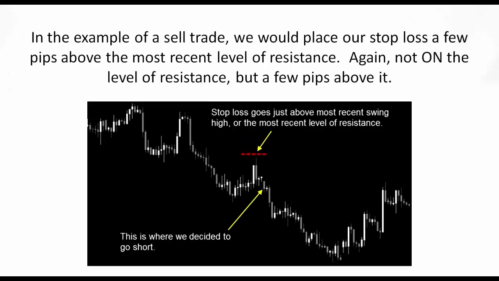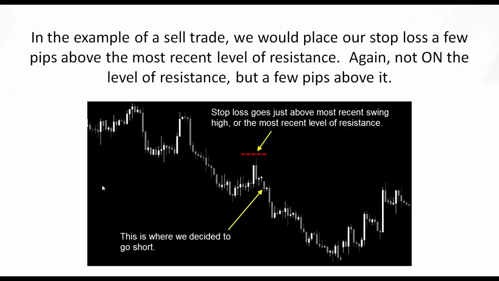In the example of a sell trade, we would place our stop loss a few pips above the most recent swing high or the most recent level of resistance. Again, not on the level of resistance, but a few pips above it. Again, that accommodates that halo that we were looking at, that halo effect, that zone.